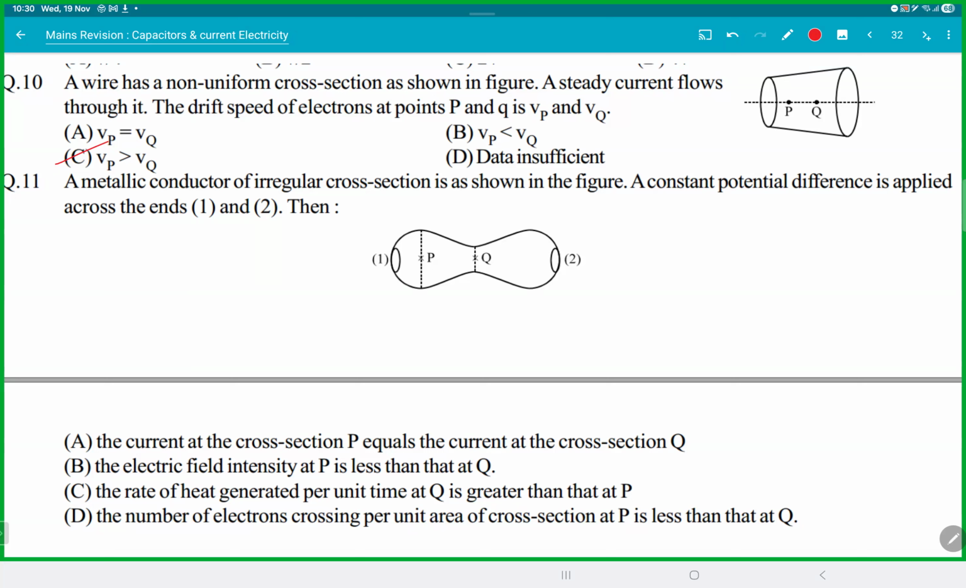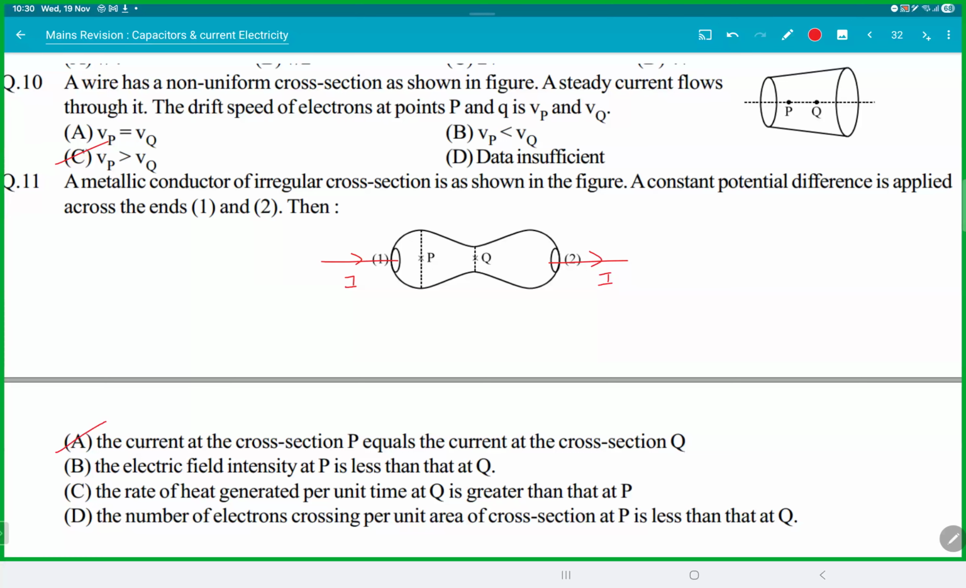A metallic conductor of irregular cross-section is shown in the figure. Potential difference is applied across it. So what will remain the same? Whatever current enters, the same current will come out. So the current at the cross-section of P equals the current at cross-section Q. True. Current entering is equal to current leaving.